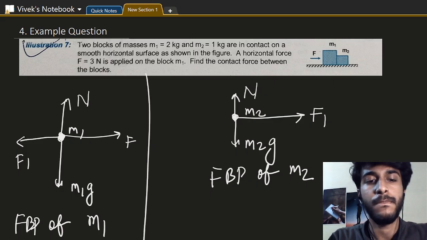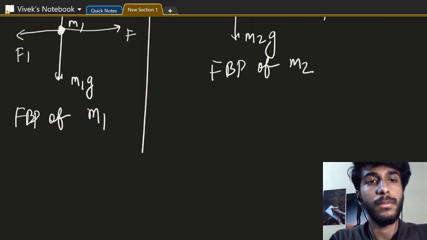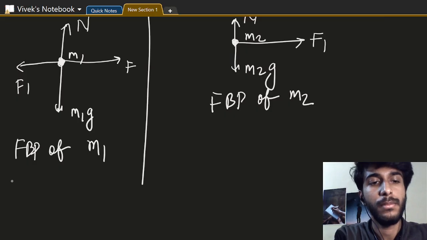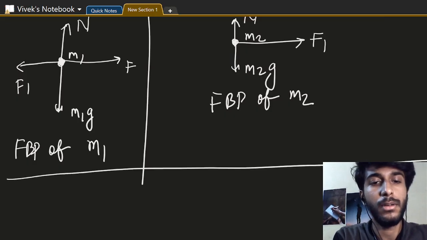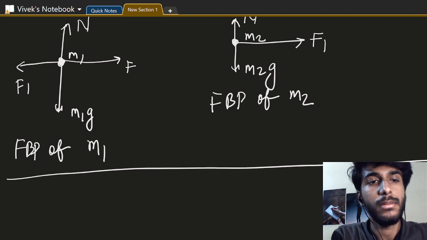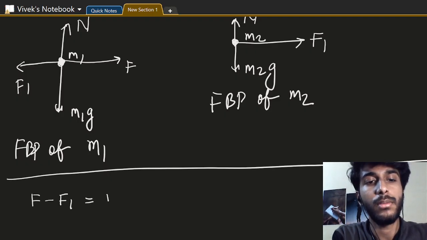So let us consider that the acceleration with which the two bodies will move is a. By the first diagram, that is the free body diagram of m1, we can write F minus F1 equals m1 into a. We have assumed that the body will move with the acceleration of a.